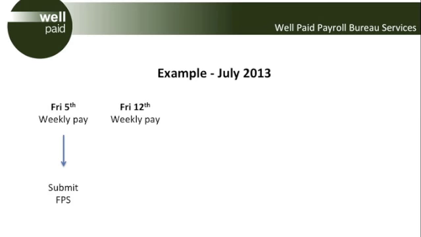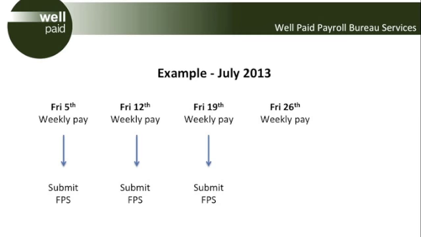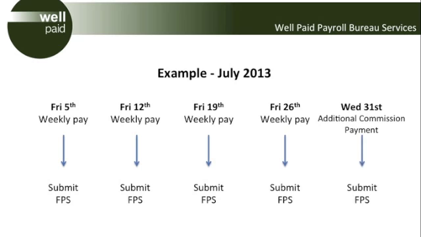Quite simply, each time you pay your employees, you must send an RTI submission to HMRC, for example, every week or month. You should also be aware that if you make any additional payments outside of the normal payroll cycle, such as a bonus, then you will need to make an additional submission. These submissions will be known as an FPS, Full Payment Summary, and must be completed using RTI compliant software.